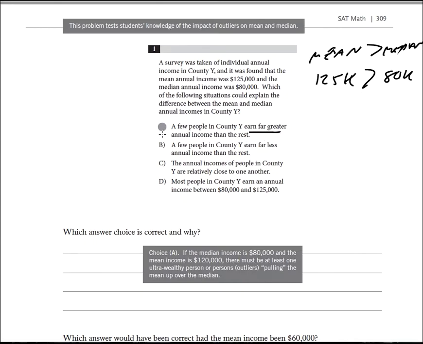Let me ask you guys a question here. What if I changed it? What if I reversed it? What if I said to you that the median was 125,000 and the mean was 80,000? In that case, the mean is lower than the median. Then what would be the correct answer? Who can tell me? Samantha, yeah, you're right. This one would be B. Great, you guys have nailed it. All right, let's keep going.